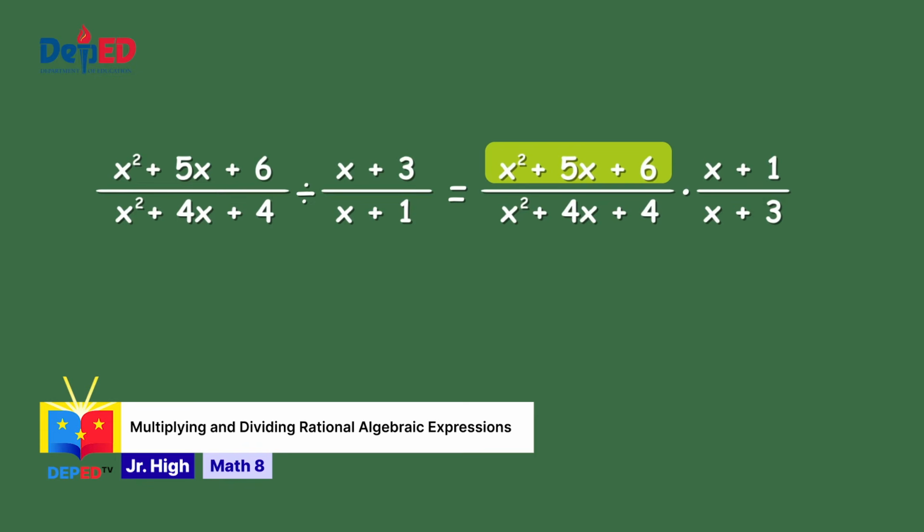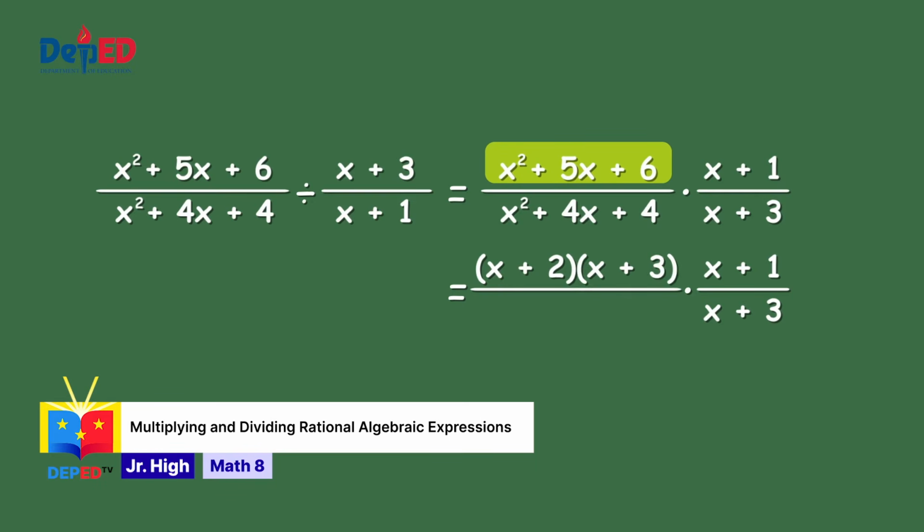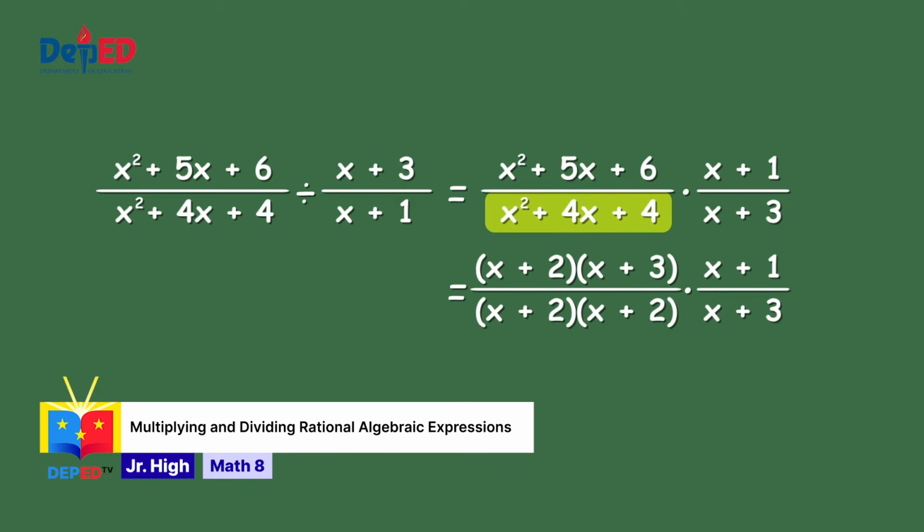What are the factors of x squared plus 5x plus 6? I'll give you a hint. The first one is x plus 2. The other factor is x plus 3. How about the denominator? This is a perfect square trinomial. So what are its factors? It is the square of x plus 2, or x plus 2 times x plus 2.